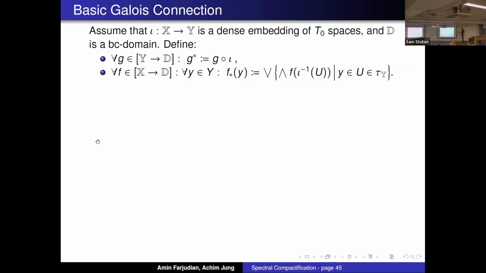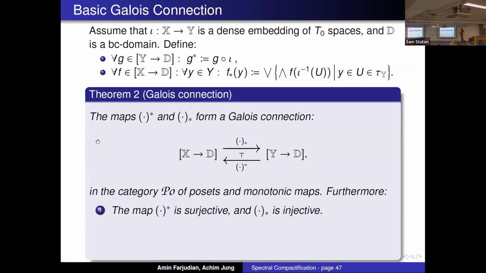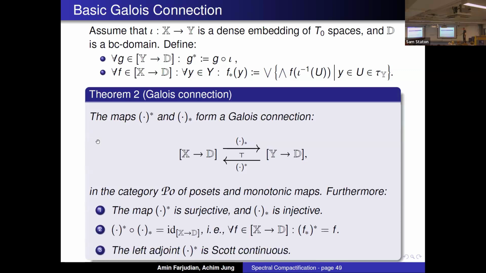Yeah. So, for example, because this is a dense embedding here, whenever you take an open set in Y and look at its inverse image, it must have an intersection with the, it must be non-empty. That's what I mean. So with these two, we get a Galois connection. As I said, the only thing that you need is to have a dense embedding of X into Y. And the Galois connection is good because the left adjoint is surjective, the right adjoint is injective. Composition of the left and the right is the identity. And the left adjoint is continuous. This comes from general results in domain theory.